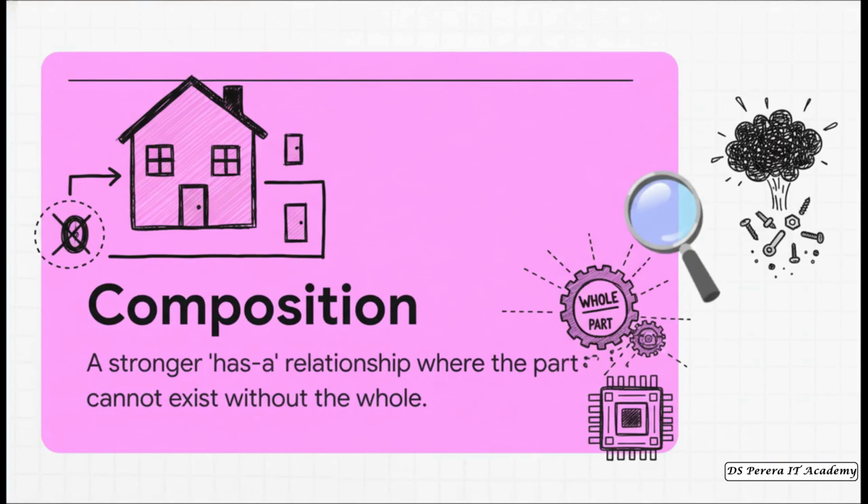With composition, the life of that part object is completely dependent on the whole object. In English, this is a strong part-of relationship.